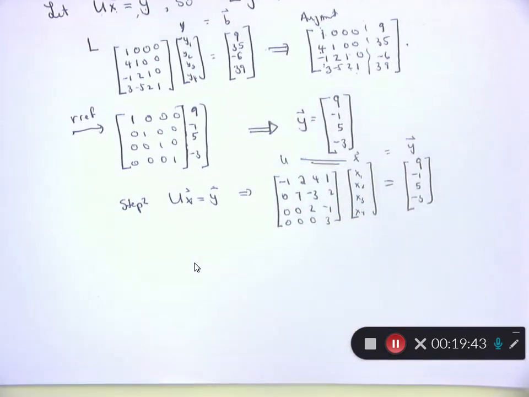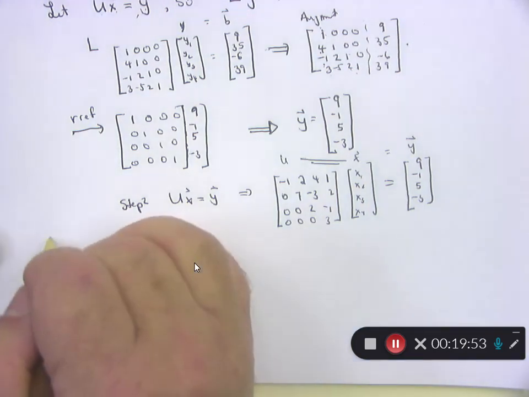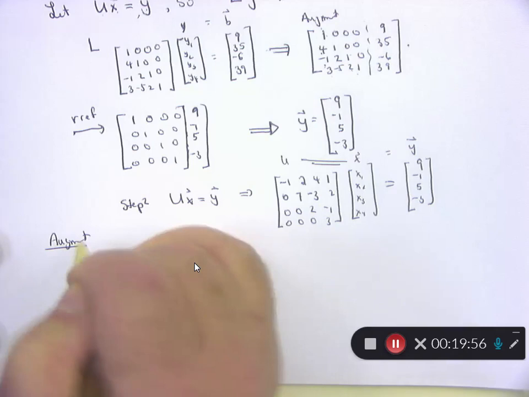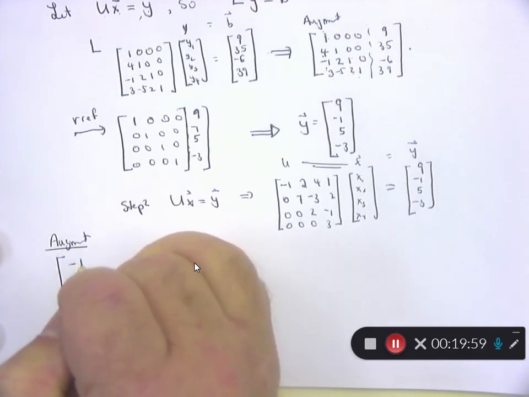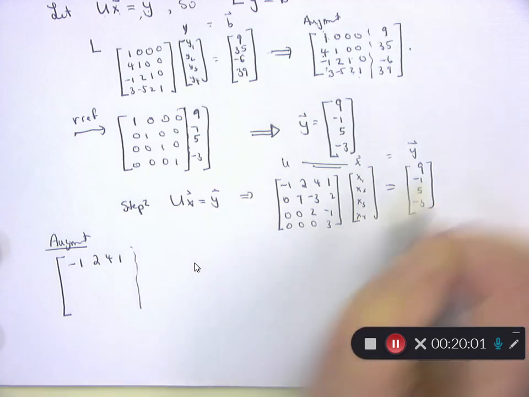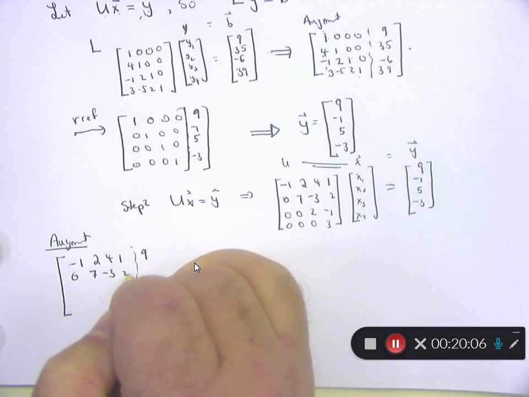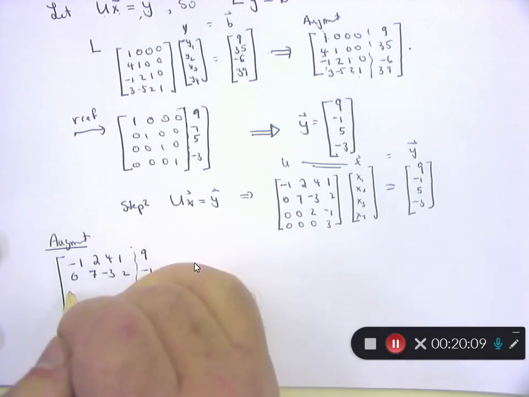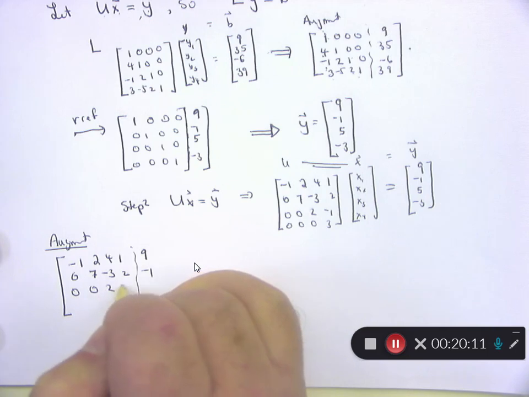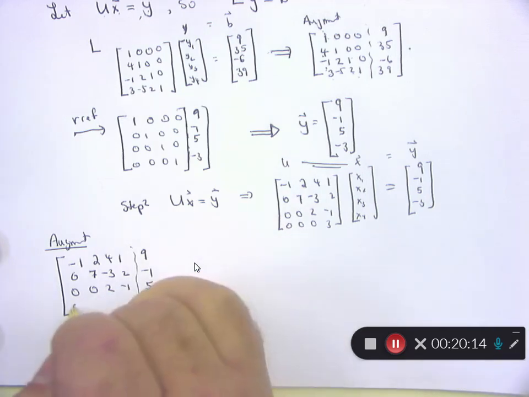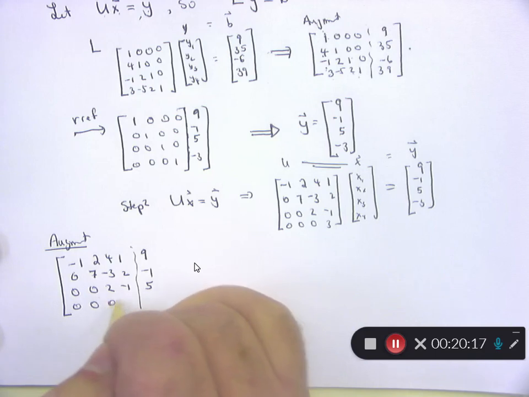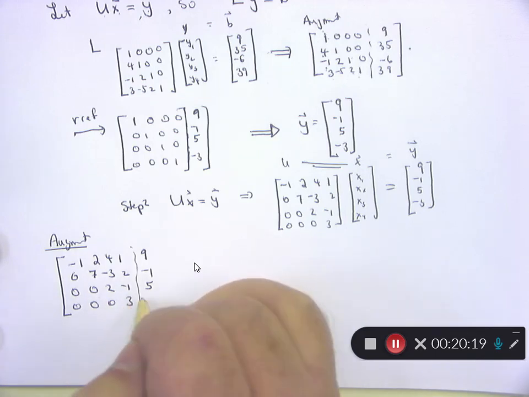Question for you. How would you solve this guy? Solve for x. What are you going to do? Well, augment the matrix again. So we're going to augment. This is going to give me negative 1, 2, 4, 1, augment with 9. 0, 7, negative 3, 2, augment with negative 1. 0, 0, 2, negative 1, augment with 5. And the last one is 0, 0, 0, 3, augment with negative 3.